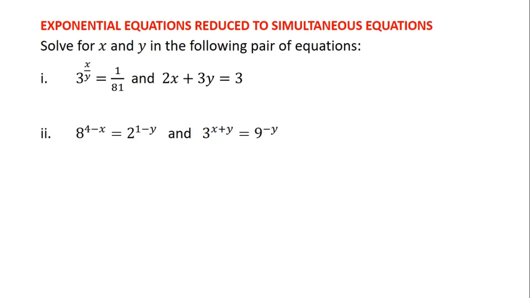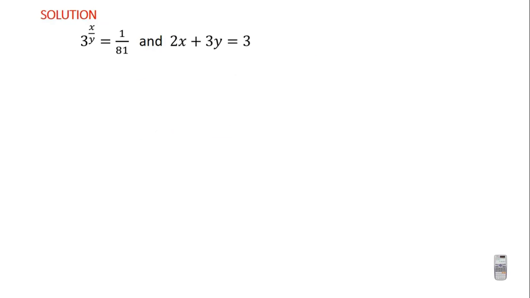We have two questions here. We will solve the first question in this video, then we will solve the second question in the next video. So let's consider the first question. 3 exponent x divided by y is equal to 1 divided by 81, and 2x plus 3y is equal to 3, and we are supposed to find the value of x and y in these two equations.